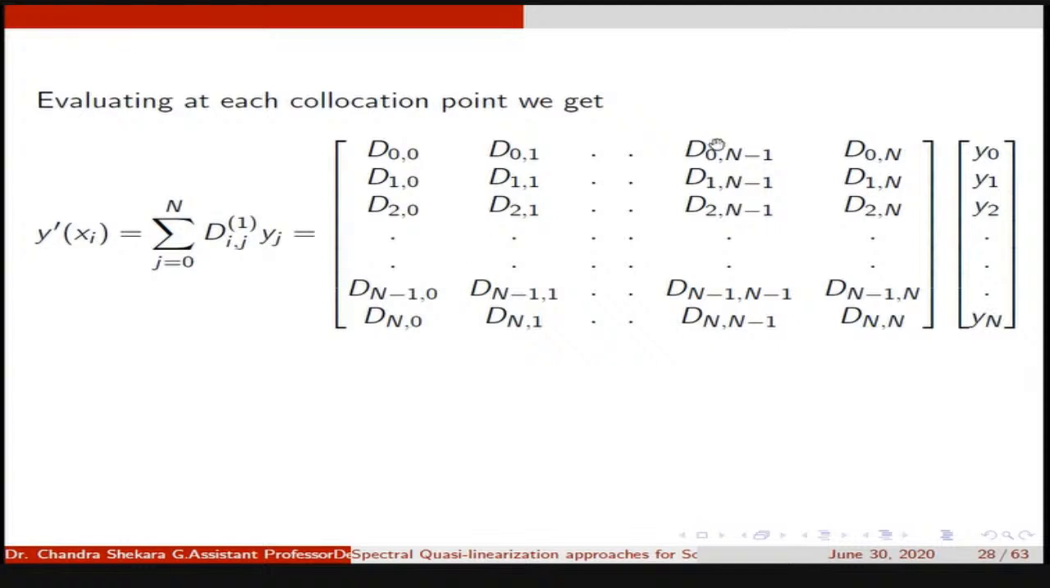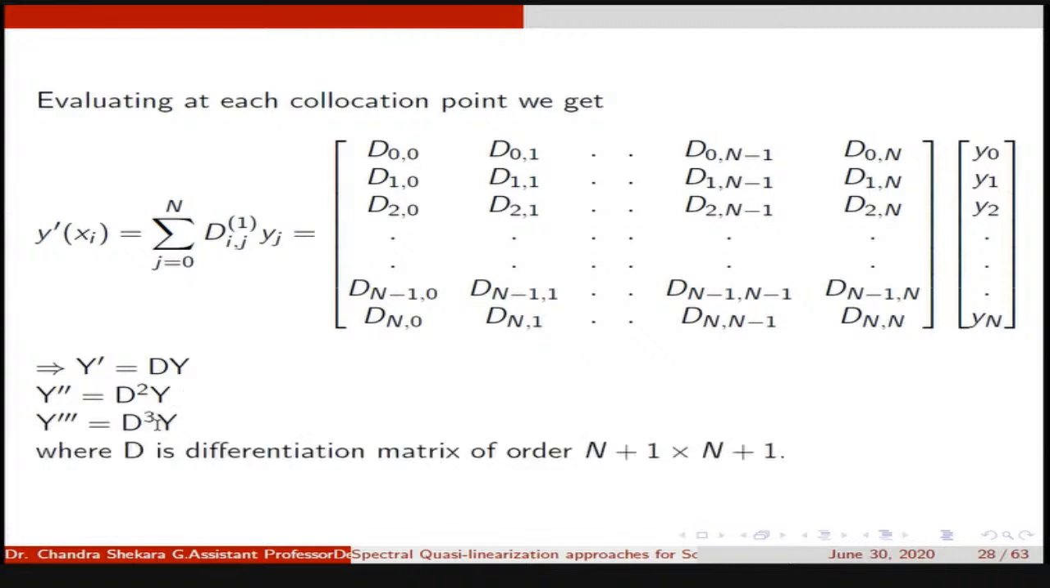So this is for general n. We'll be getting an n plus 1 by n plus 1 matrix. This matrix is called the Chebyshev differentiation matrix. Therefore, this y dash we can write as just D times y, and similarly y double dash as D square times y, and y triple dash as D cube times y, and so on. Here D is called the differentiation matrix, and it is of order n plus 1 by n plus 1. We use this matrix while solving examples directly.